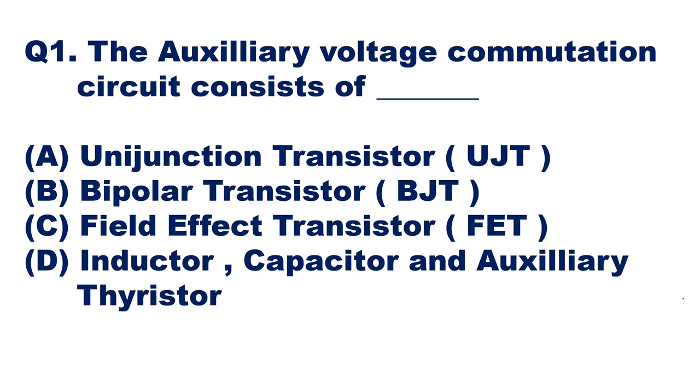Now here in the question it is asked voltage commutation circuit. That is a circuit which is going to turn off the SCR. And in that we have also used a word as auxiliary. So there will be one more SCR or thyristor which we will be using. So one will be the main thyristor or main SCR, and another one will be the auxiliary thyristor or auxiliary SCR, which when turned on can make the main SCR off. So that is how the process goes. And we'll be using commutating elements like inductor and capacitor in this auxiliary voltage commutation circuit. So here option D will be the right answer. That is, the auxiliary voltage commutation circuit consists of inductor, a capacitor and auxiliary thyristor.